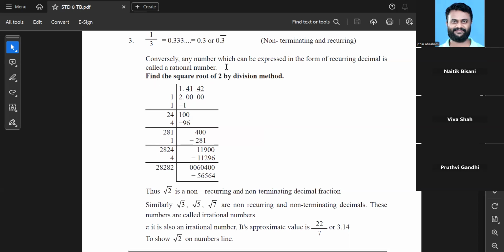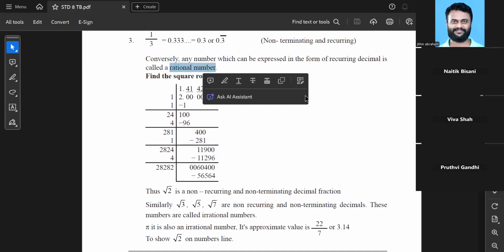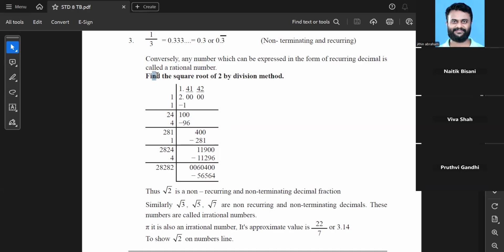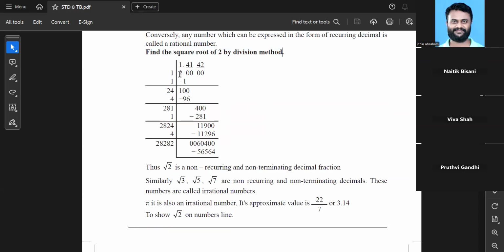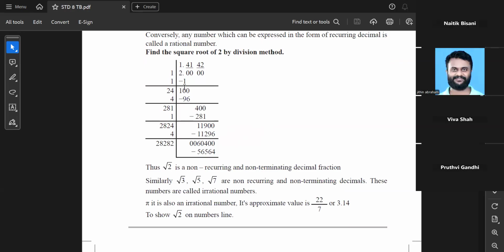Yeah. Conversely, any number which can be expressed in the form of recurring decimal. Now we know what is a recurring decimal. Okay, is called as a rational number. Now, find the square root of two by division method. Let's try to find. So this is 2. We are going to try to find this square root of 2.